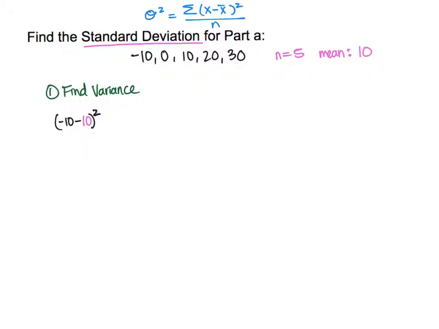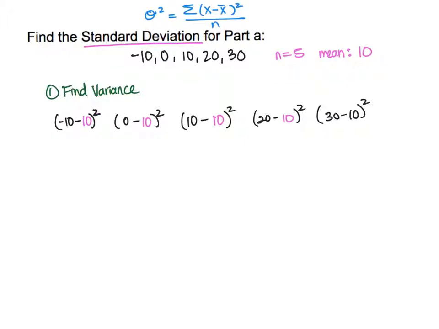So the next set of parentheses, I'm going to do the same thing, but now I'm going to use the second term, which is 10. So this is going to be 10 minus the mean. The mean didn't change. It's still 10, squared. And then I would do it for the third term. So the mean here did not change. And now my third term here is 10. So 10 minus 10 squared. My fourth term here is going to be 20 minus 10 squared. And then my fifth term here is going to be 30 minus 10 squared.